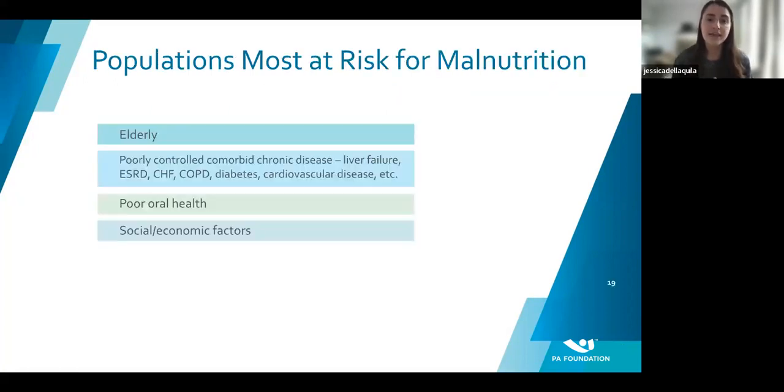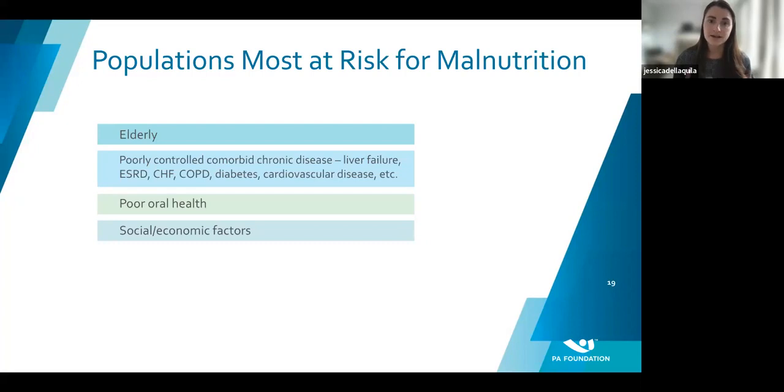So populations at the highest risk for malnutrition would be the elderly, any patients with comorbid conditions, specifically liver disease, end-stage renal disease, heart failure, diabetes, and other cardiovascular diseases. Patients with poor oral health.